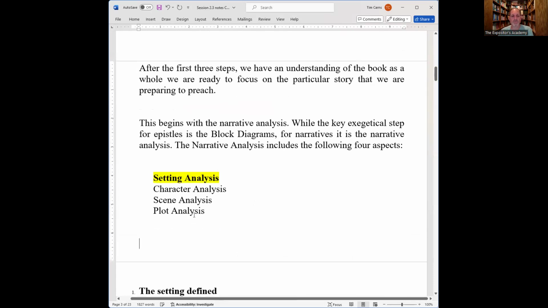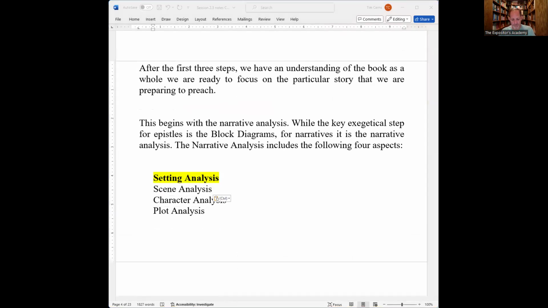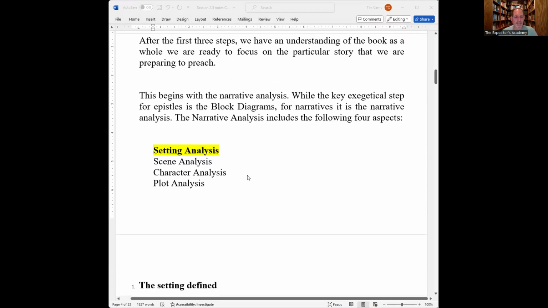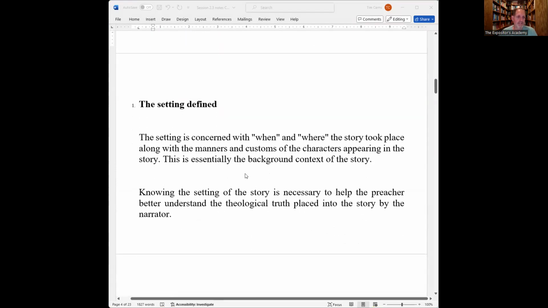Again, that includes the setting, characters, the scene, and the plot. Those four elements are included in the narrative analysis, and we'll do them in that order. But in this session, we're going to focus just on the setting. How do we analyze and understand the setting? First, we need to know, what is the setting?